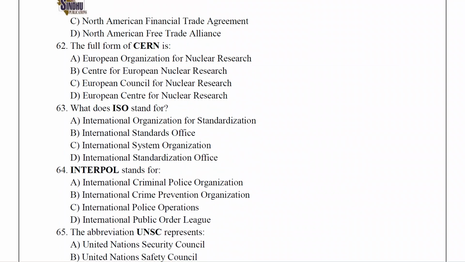Next, the full form of CERN is Center for European Nuclear Research. The full form of CERN is European Organization for Nuclear Research. This is the right answer. The Center for European was the name at the beginning, now they have changed it. So, this is the right answer: European Organization for Nuclear Research.